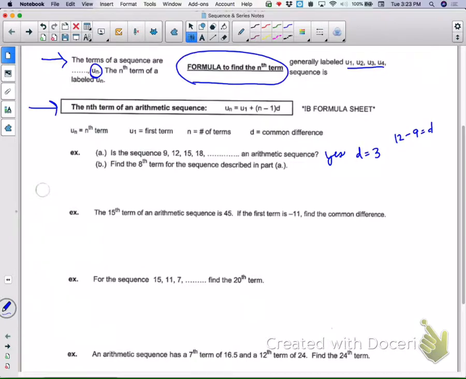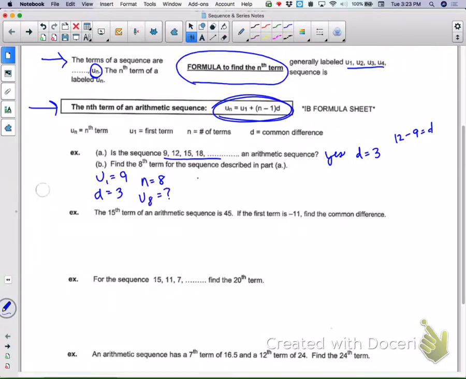So to use this formula up here, I need to know my first term. So that would be 9. And we're dealing with this sequence of numbers here. My common difference is 3. And if I want to find the 8th term, that means that my n is 8. And I'm looking for U sub 8.